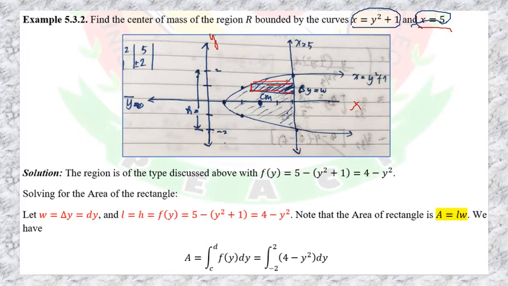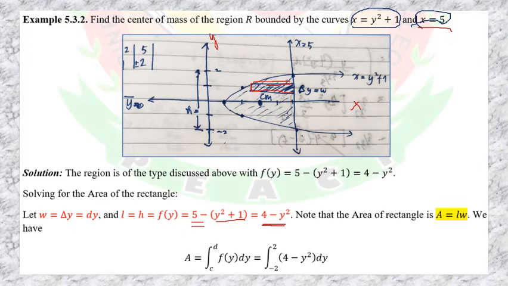And then the length of the rectangle is its long side. Since it is horizontal, the length is right minus left. The one on the right is the line x is equal to 5, so 5, minus the one on the left, the parabola y squared plus 1. So the length is 5 minus (y squared plus 1), in terms of y since the rectangle is horizontal. Simplifying, we get 4 minus y squared. Note that the area of the rectangle is A equals length times width.